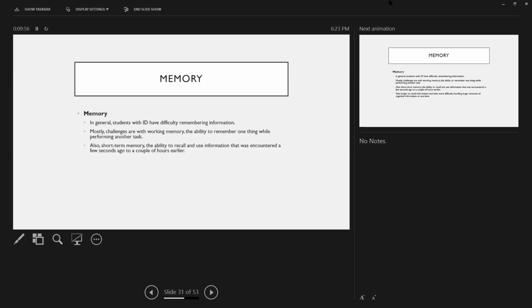Short-term memory can also be impacted. Just the ability to recall and use information that was encountered just a few seconds ago to a couple of hours earlier. And also students with ID can take longer to recall information, so to remember things that they've already learned. And they might have more difficulty handling larger amounts of cognitive information at one time.